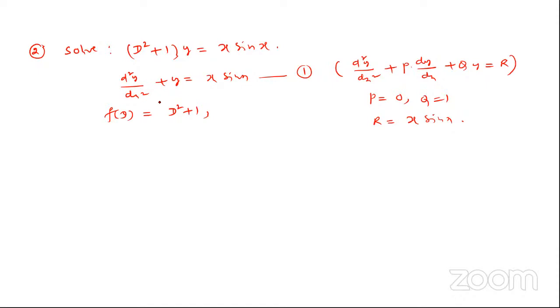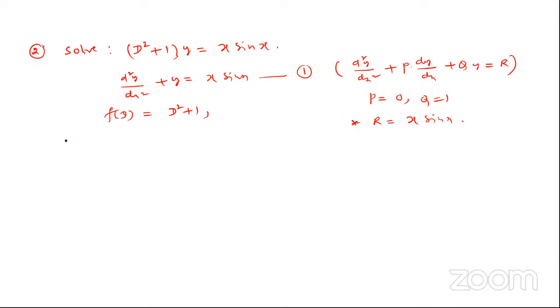Please remember, while doing any second order linear differential equation with the method of variation of parameters, you must observe that the coefficient of d square y by dx square should be 1. Then only you consider the p, q, and r values. But here we must focus only on the r value. The r value is x sin x.